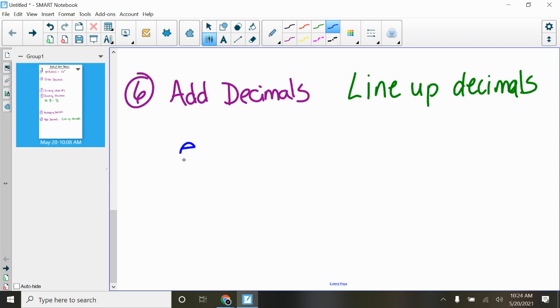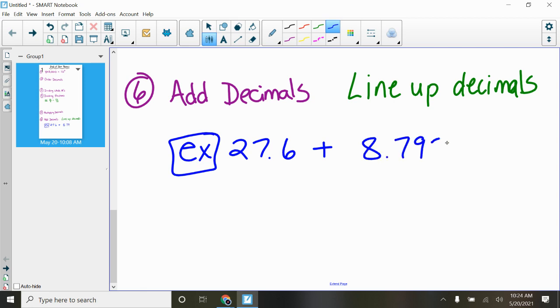Since we haven't seen this in a long time, let's look at an example of this one, okay? Here we go. Let's try 27.6 plus 8.792. Talk about zeros. It's adding though. Remember with adding, you don't always have to add the zeros, but I always say do it anyways. It just keeps you from making mistakes.